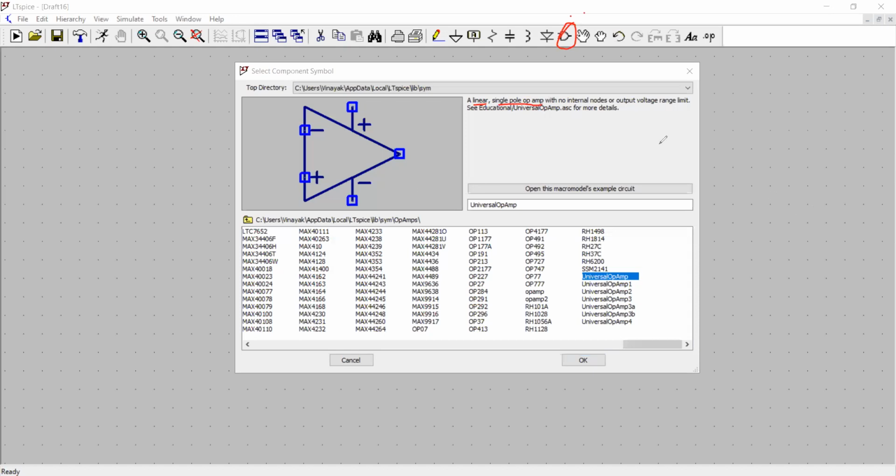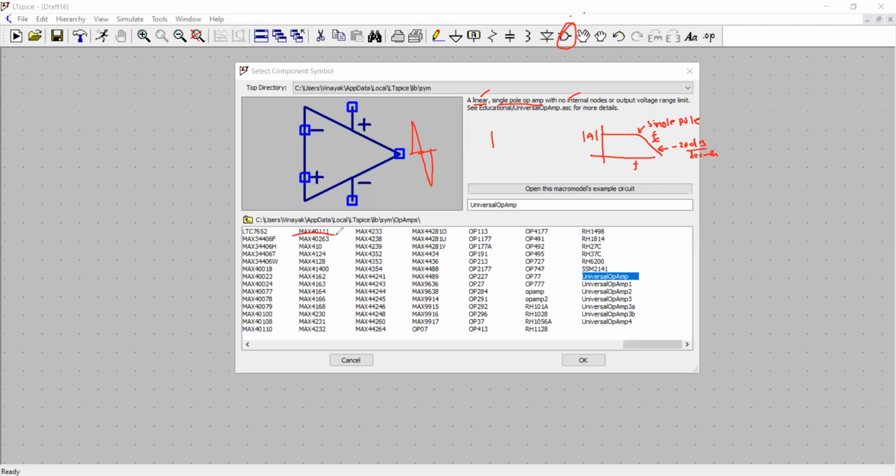So for example, the operational amplifier frequency response can be drawn like this. The single pole means here is your pole frequency, FC, and after that the gain drops at the rate of minus 20 dB per decade. Here is your frequency, and here is your gain. It says it's a linear single pole op amp with no internal nodes or output voltage range limit. So your output at the end of this operational amplifier can have unlimited swing. Obviously it's not a practical op amp.